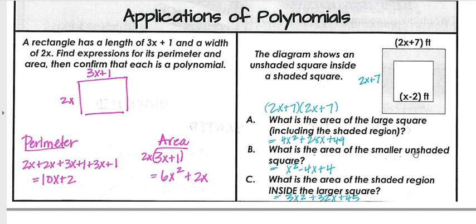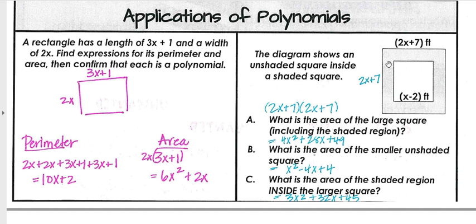What is the area of the smaller unshaded square? They did the same thing, but this time they used x minus 2 times x minus 2 because I have the same side. It's a square. Once they multiplied those through using FOIL, you're using that distributive property, we ended up with x squared minus 4x plus 4. And then they ask me for the area of the shaded region.